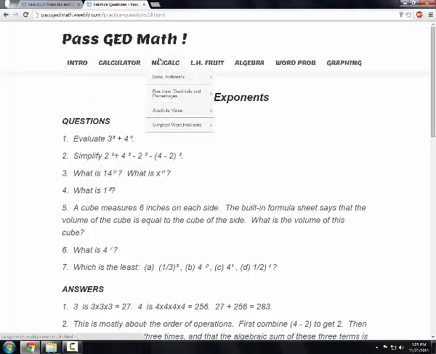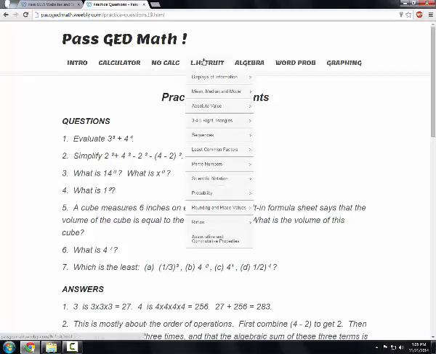The No Calc section next helps you prepare for the 5 questions in part 1 of the test where you can't use the calculator. If you learn the skills in this section, you can get another 15 points on the test at least. Now look at the LH Fruit section.